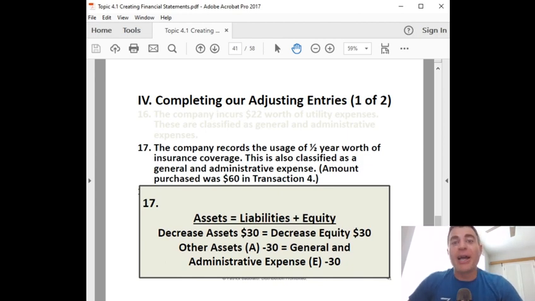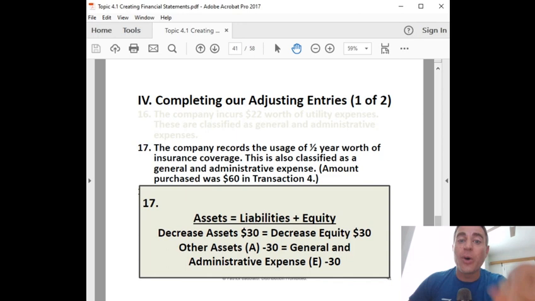Similar in many ways. Going back to our insurance coverage, what do we have? We bought it kind of halfway through the year. And so we're saying that, hey, we used up half of it. It was a $60 policy. So if we used up half of it, I'm just keeping it simple, we're going to recognize that $30 has been used up. So what do I do there?